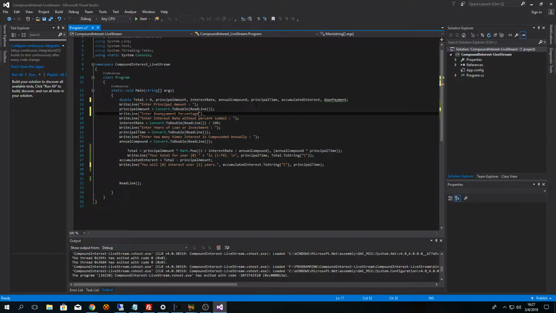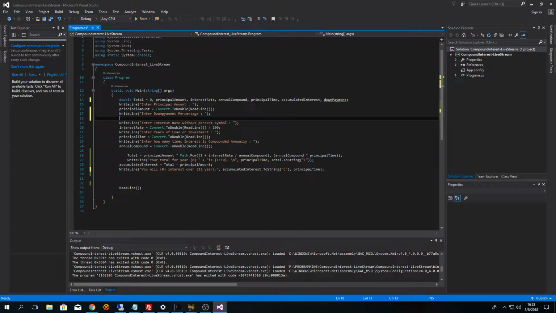Same thing with car loans. You have to have a down payment. Usually it's a percentage, so we'll ask the user for that. And then we'll call it down payment. And then we'll do the same thing again as we did for all the other variables. Convert to double.